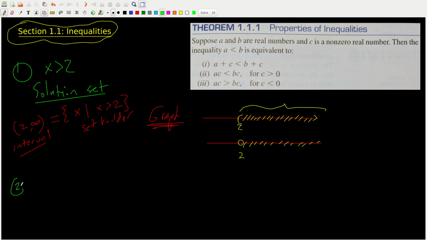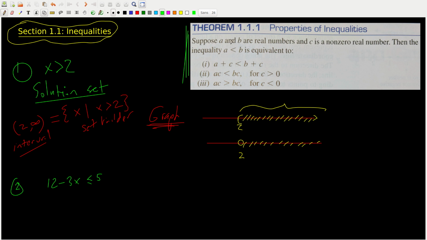And inequalities have a bunch of properties. And this theorem up here, which is straight from the textbook, theorem 1.1.1, gives us, surprisingly, the properties of inequalities. And let's take an example that lets us explore that. Let's suppose we want to solve the inequality 12 minus 3x is, let's say, less than or equal to 5. There's an inequality. Notice up here we had a greater than, now we have a less than or equal to.